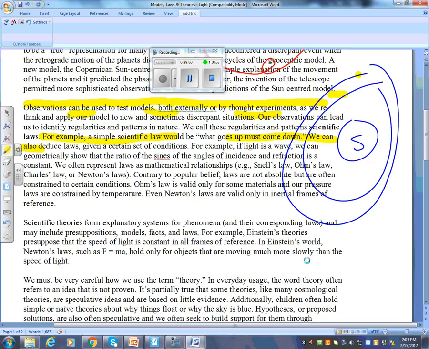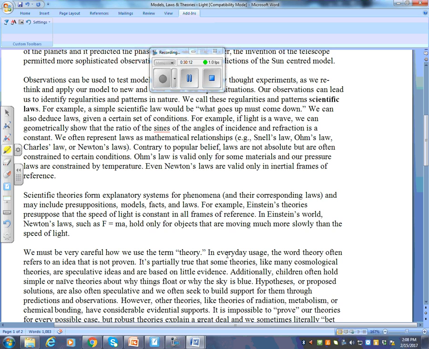For example, Einstein's theories presuppose that the speed of light is constant in all frames of reference, and in Einstein's world, Newton's laws, such as F equals ma, hold only for objects that are moving much more slowly than the speed of light. Newton's laws don't hold at the speed of light. Why? Because it's too fast. Various reasons.